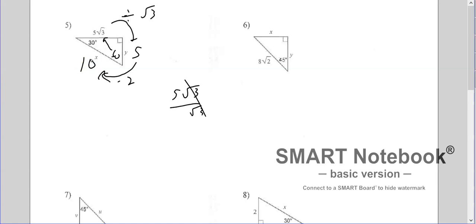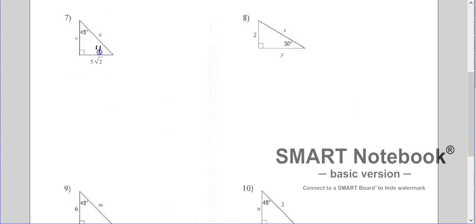Okay, number 6. Again, looks hard, but it's really kind of easy. Remember, when we go from the hypotenuse to the leg, we divide by radical 2. Therefore, if I do 8 radical 2 divided by radical 2, these cancel, leaving me simply 8. And the legs match on a 45, 45, 90.